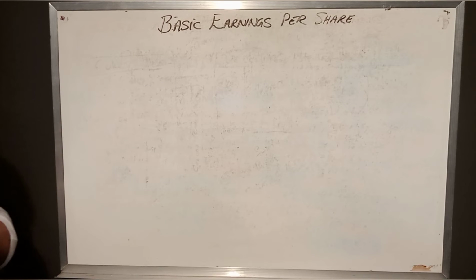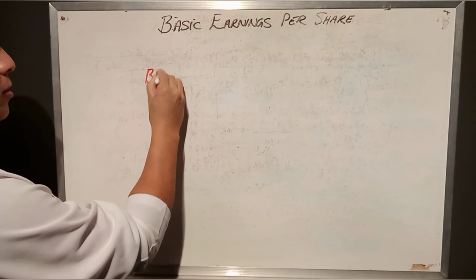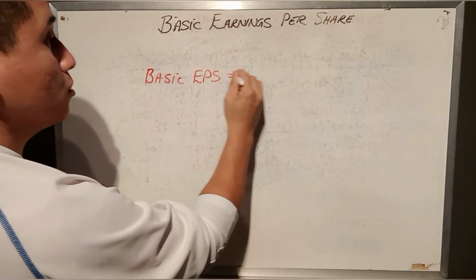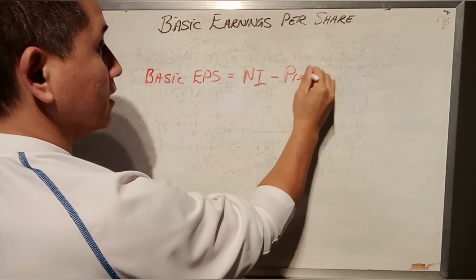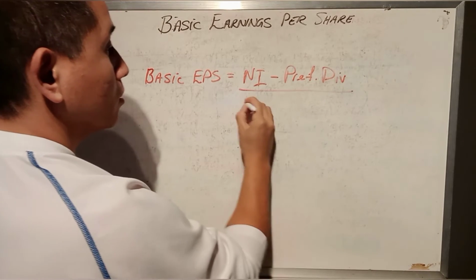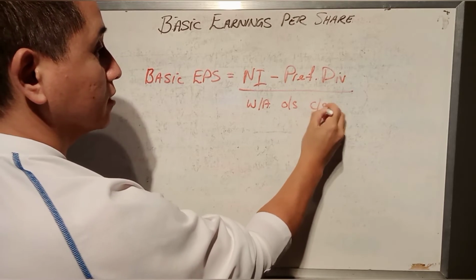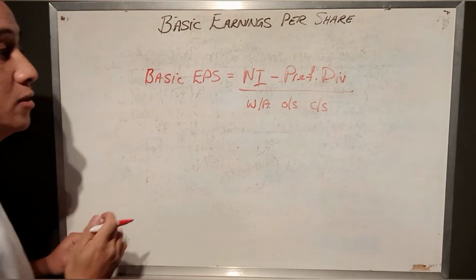So the basic earnings per share formula: earnings per share is equal to net income less preferred dividends, all over the weighted average outstanding common shares. Again, it's weighted average outstanding common shares. I'll show you why it's weighted average.